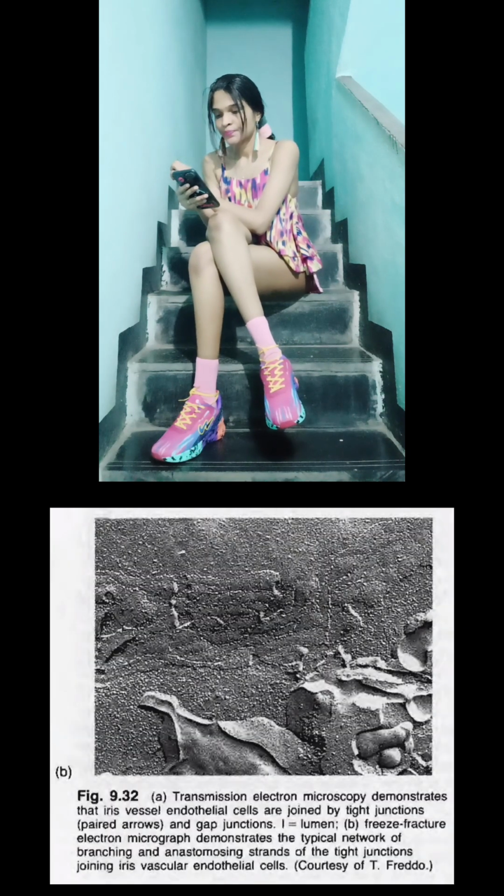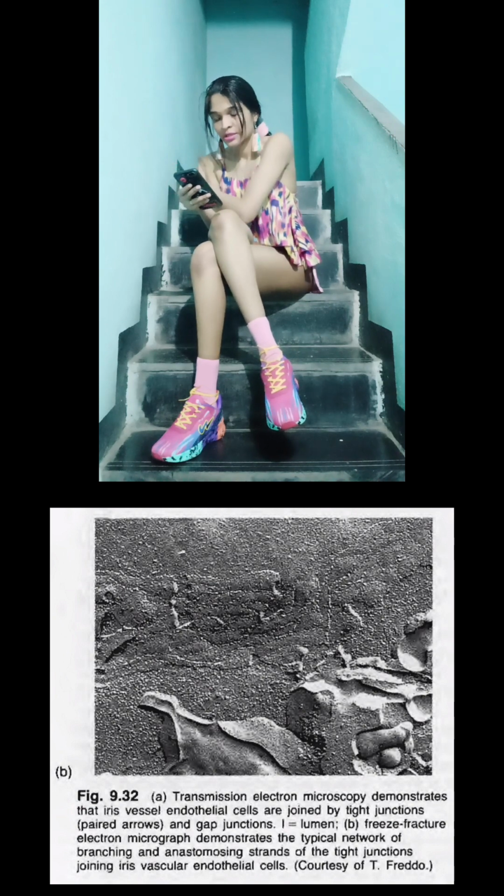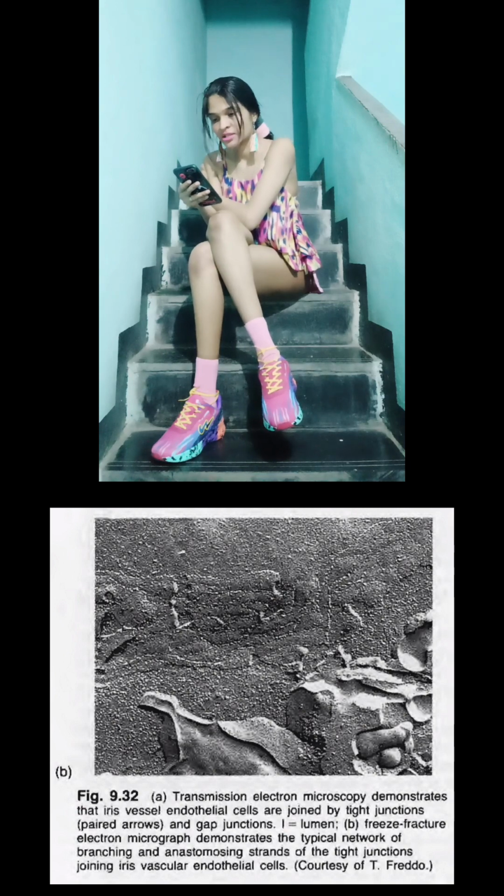Okay, so figure 9.32b. Freeze fracture electron micrograph demonstrates the typical network of branching and anastomosing strands of the tight junctions joining iris vascular endothelial cells. So this is the freeze fracture electron micrograph technique.